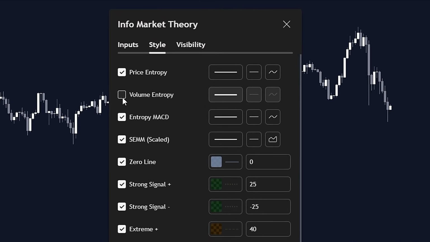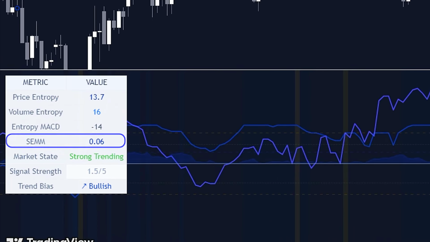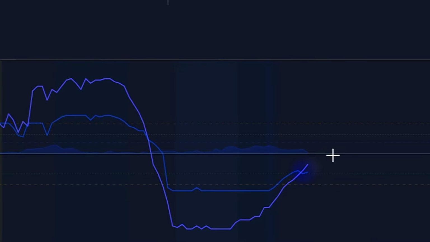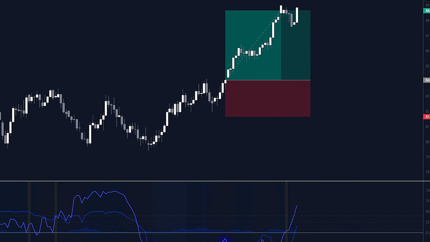A simple strategy with this indicator is to trade the crossovers between the purple and blue lines, hiding the volume line for clarity. To buy, you need the SEMM to be below 0.2, the market state to show trending, the trend bias to be bullish, and the purple line to cross above the blue line, placing the stop loss below the last low.